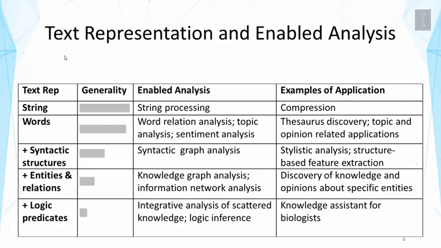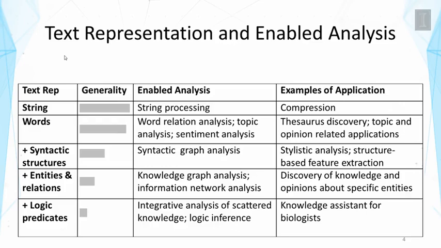It can enable a lot of analysis techniques such as word relation analysis, topic analysis, and sentiment analysis. And there are many applications that can be enabled by this kind of analysis. For example, thesaurus discovery has to do with discovering related words, and topic and opinion related applications are abundant. For example, people might be interested in knowing the major topics covered in the collection of text. And this can be the case in research literature. Scientists want to know what are the most important research topics today.